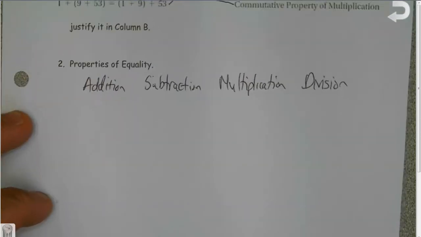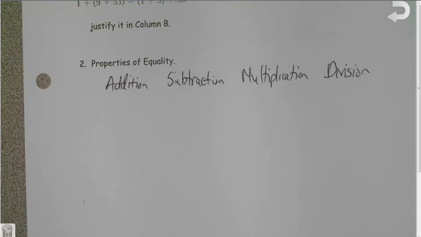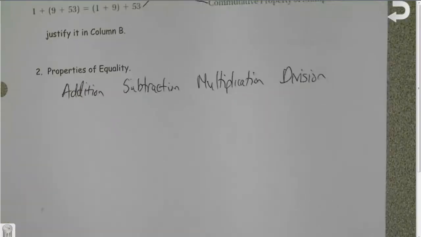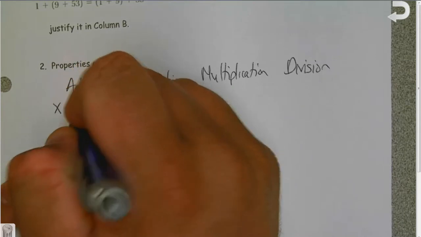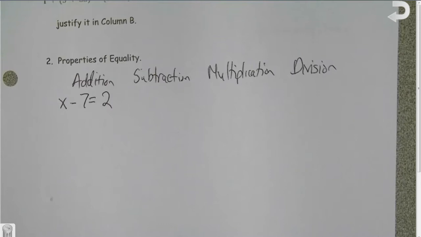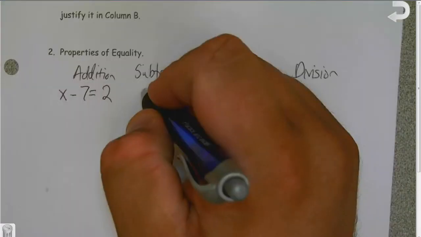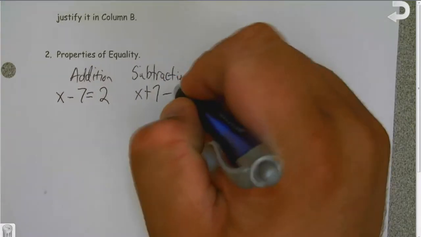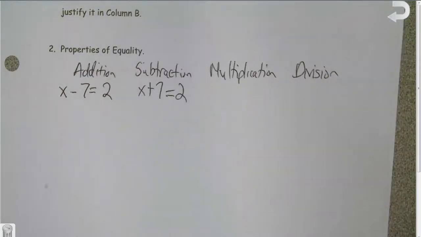Now, the addition property of equality is basically if I say x minus 7 equals 2, what property are you going to use to solve this? Well, you're going to add 7 on both sides. Subtraction example is x plus 7 equals 2. You're going to subtract to solve across the equal sign.